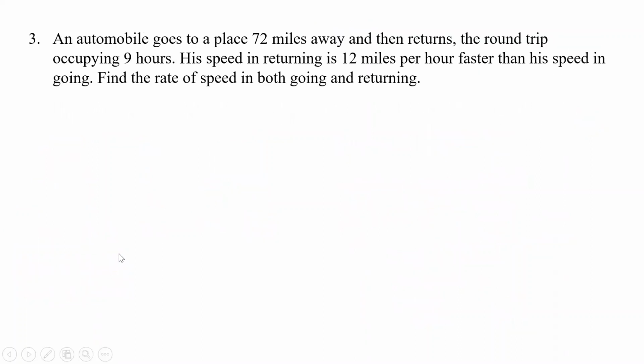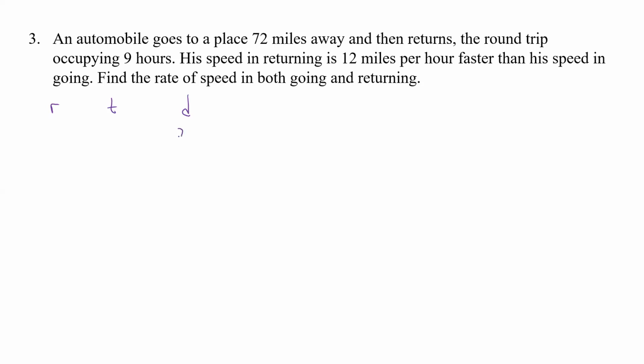All right, let's try some more. So here we have an automobile going to a place 72 miles away, then it returns, and the round trip occupies 9 hours. His speed in returning is 12 miles per hour faster than his speed going. Find the rate of the speed going and returning. All right, so what do we know? Well, let's write down our formula. Rate times time is equal to distance.